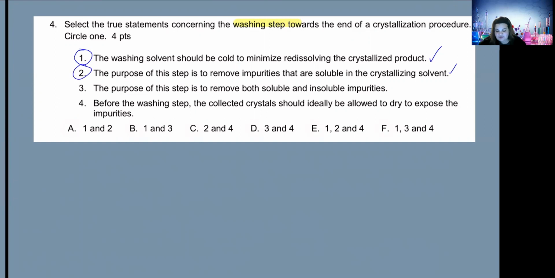The purpose of this step is to remove both soluble and insoluble impurities. No, that's not going to happen, right? We definitely don't want that one to happen because the insoluble impurities, these were removed during hot filtration. So 3 is wrong. And 4, before the washing step, the collected crystals should ideally be allowed to dry to expose the impurities. No, we dry after the washing step, right? Always wash step, then dry. So here you should have chosen A, 1 and 2.